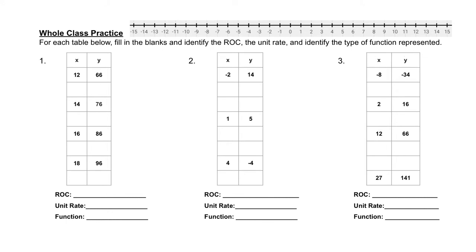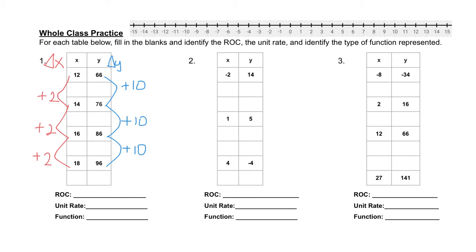So always the first thing you do when you see a table is to find the change in x and find the change in y. And remember, you're going to find the change in x between the x values that are given and the change in y values for the values that are given. Hopefully your table matches mine. This is enough information to answer the questions about rate of change, the unit rate, and the function.